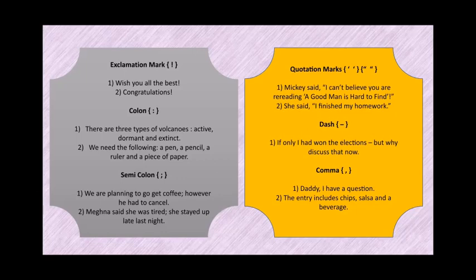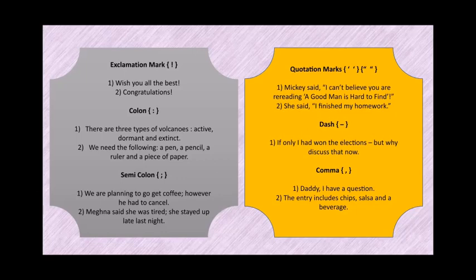Next is colon. A colon is used to introduce a list of examples. For example, there are three types of volcanoes: you add a colon and then you add what the types are, like active, dormant and extinct. Second example, we need the following: what are the things that are needed? After that, you add a colon and then you add the words: a pen, a pencil, a ruler and a piece of paper.